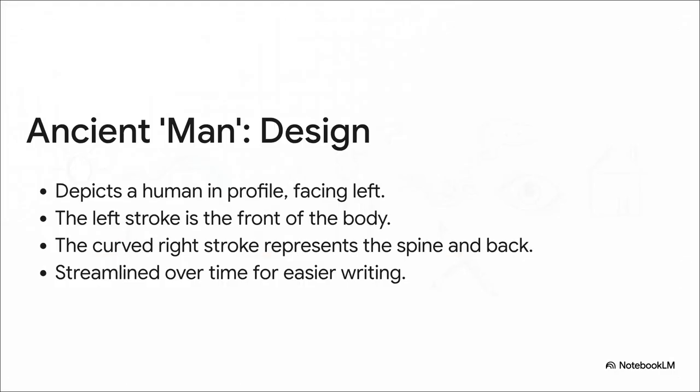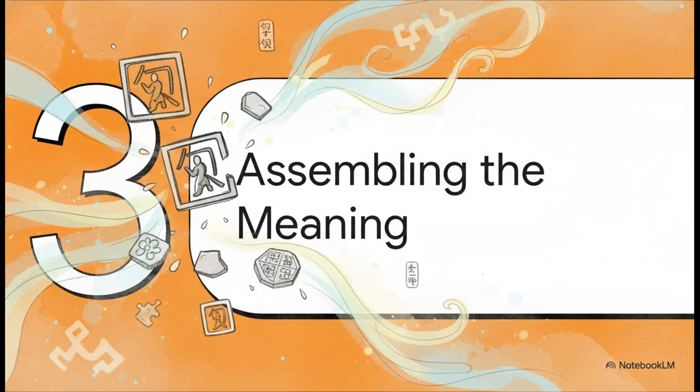The logic here is just brilliant. The original drawing showed a person in profile, facing to the left. That shorter left stroke was meant to be the front of the body, and the longer, curved right stroke, that represented the human spine and their back. Of course, over thousands of years, it got simplified for faster and easier writing into the version we all use today. So now that we have that deeper knowledge, let's put our main character, qiu, back together and see how this new understanding makes it even better.